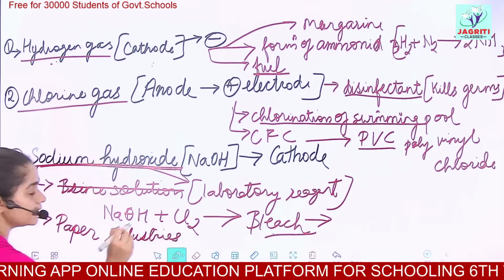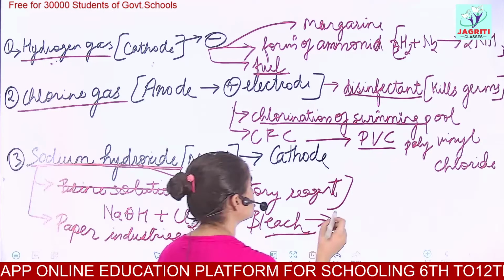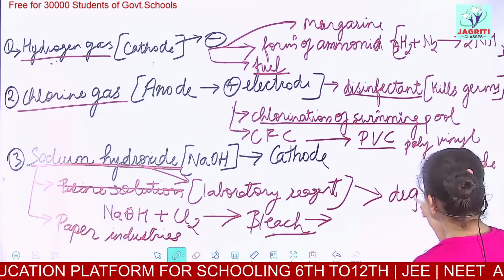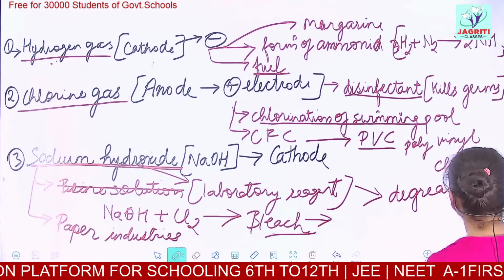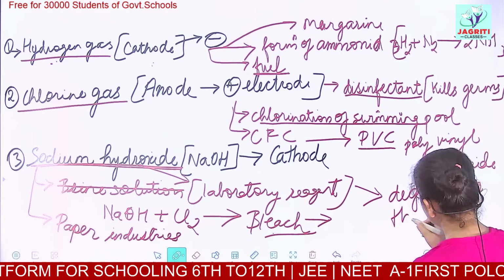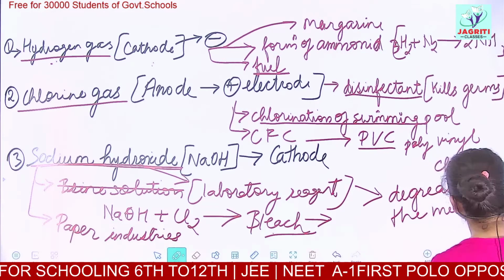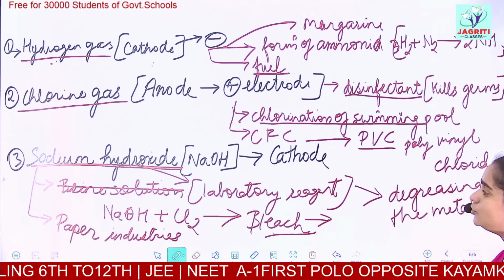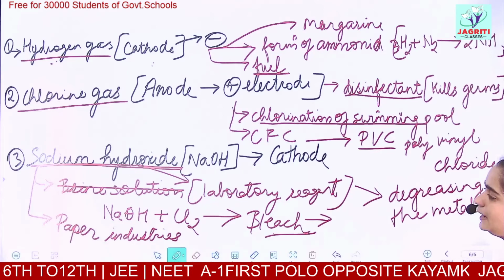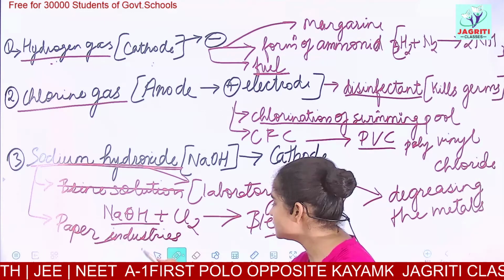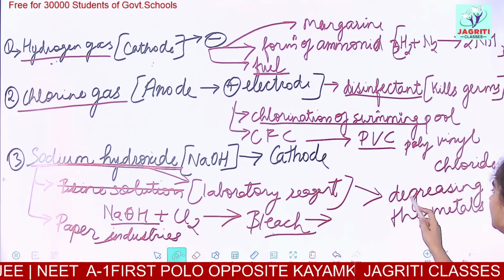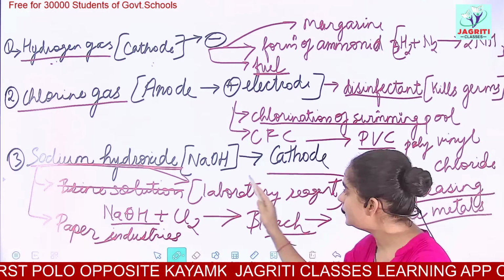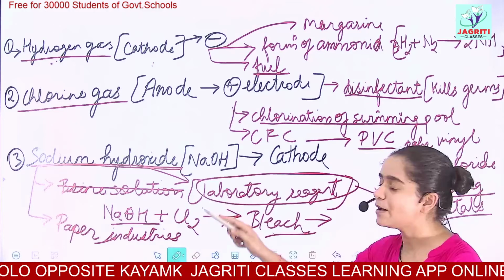Okay, this sodium hydroxide also has an important use. It is used in factories for degreasing of the metals. This is one of the important uses of NaOH, sodium hydroxide. So sodium hydroxide is used in paper industries, then it is used in degreasing the metals. Also, sodium hydroxide is used as an important laboratory reagent.